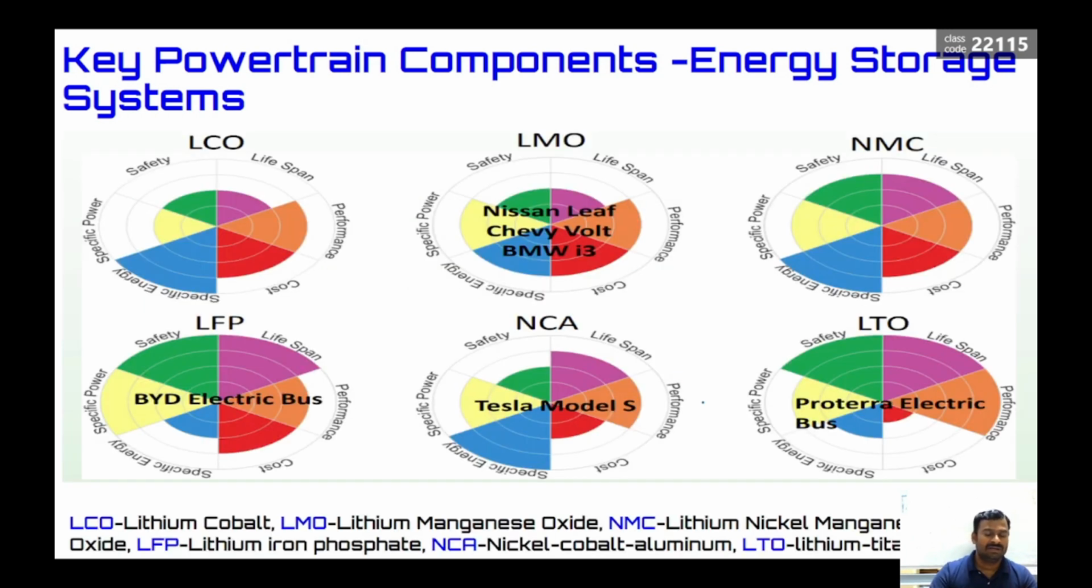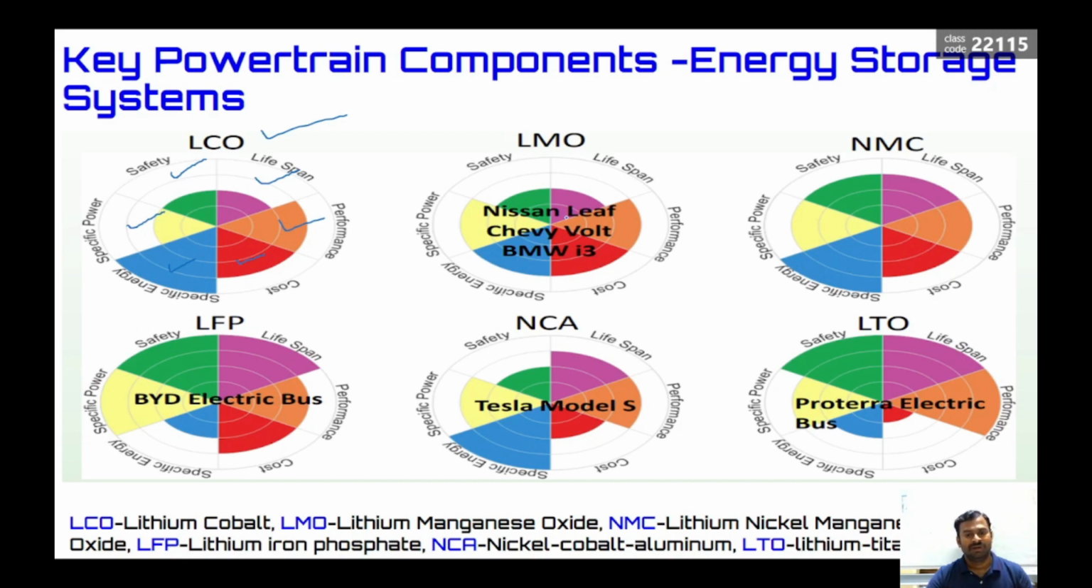Now let us understand a little comparison between the batteries used in electrical vehicles. The first one is the LCO batteries, that is, lithium cobalt oxide batteries. There are parameters given for this type of battery. The comparison covers lifespan, safety, specific power, specific energy, cost, and performance. All these parameters are compared for the different types of batteries, so that whichever is essential for a particular type of vehicle, they can choose the type of battery accordingly.